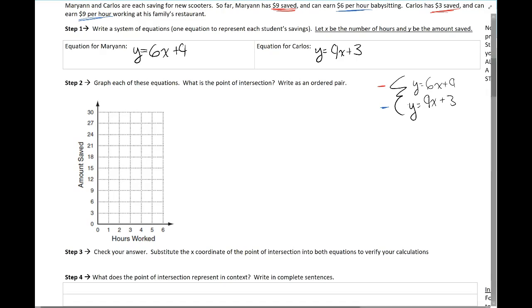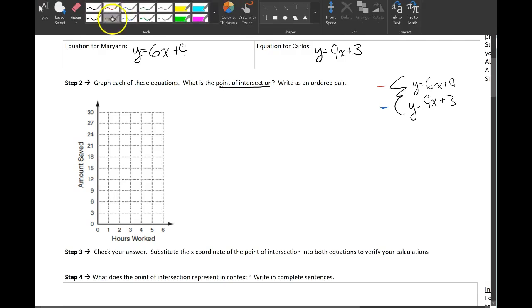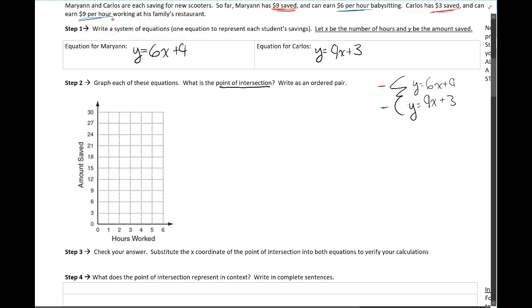Step 2. Graph each of these equations. What is the point of intersection? We're going to find out what that means in a little bit, but let's start off. Let me use a slightly bolder pen here. Well, hopefully you remember how to graph things.